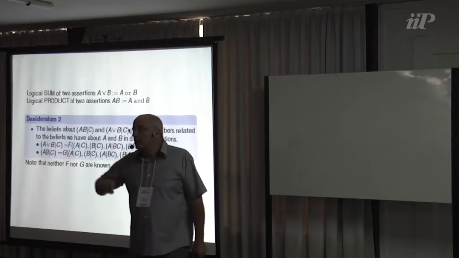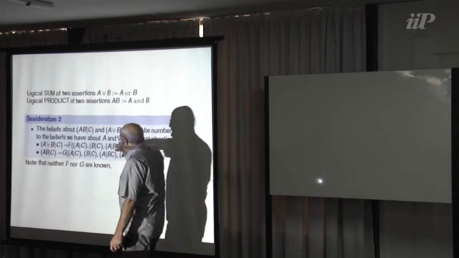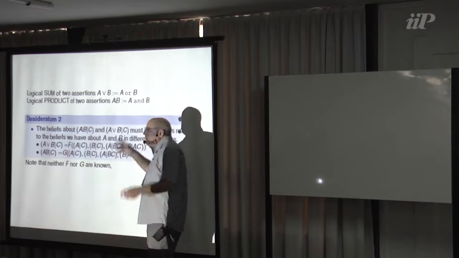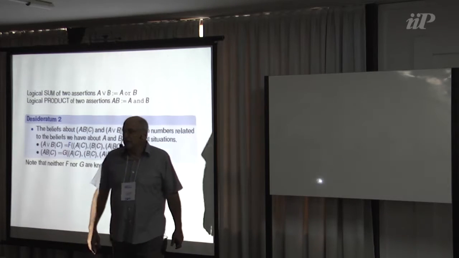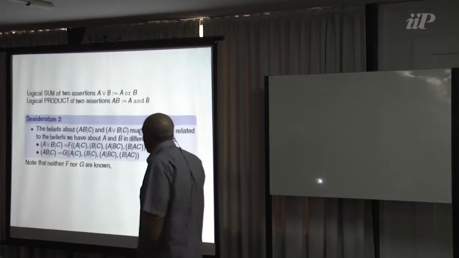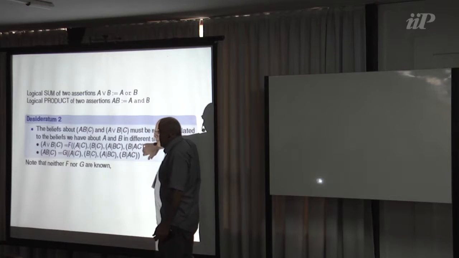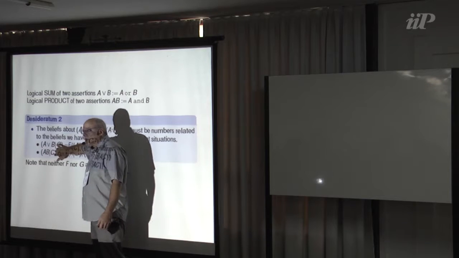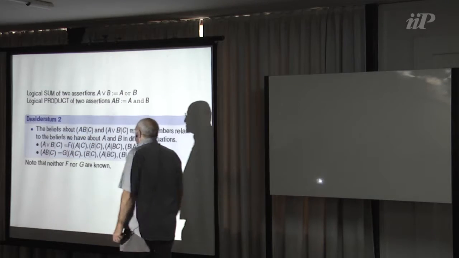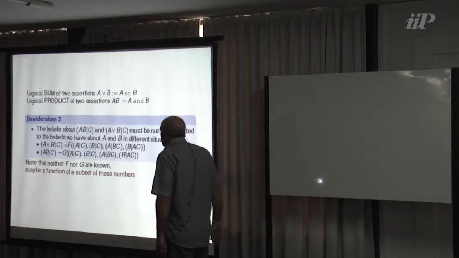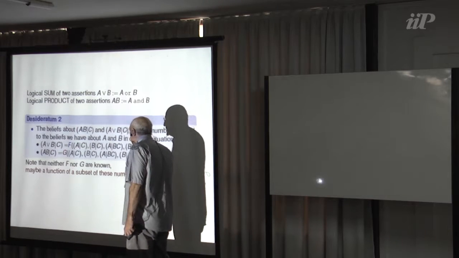And I wrote it as a function of 4 variables, but I don't know if the 4 variables are needed. Okay? What I know is that there is not much else that I can put here in order to make a sensible mathematical structure for this. So neither F nor G are known, and maybe they're a function of a subset of these numbers.